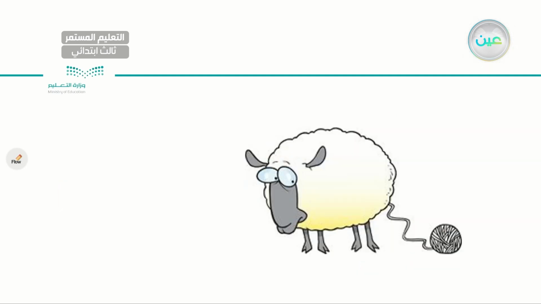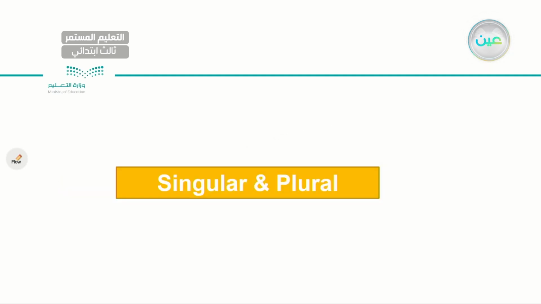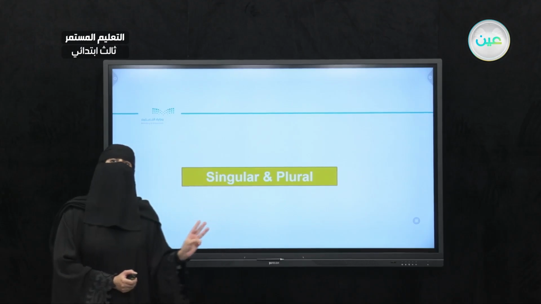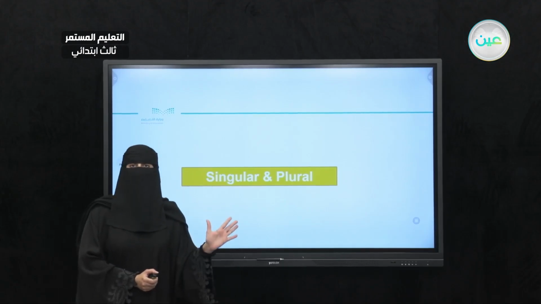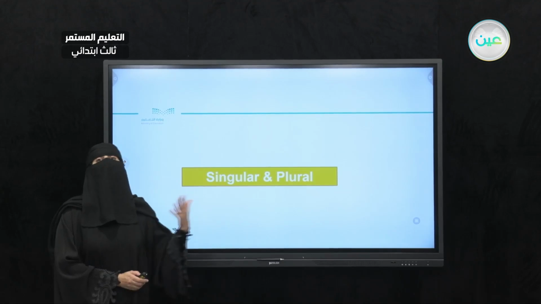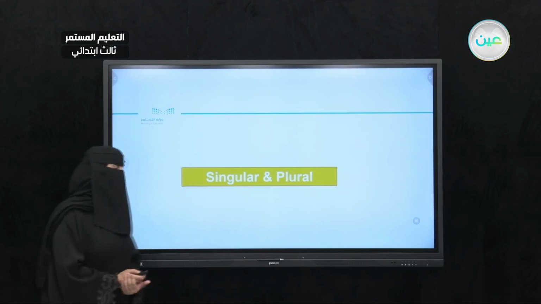How about this animal now? What do I have here? I have a sheep. A sheep. One more time, a sheep. One last time, a sheep. Very good. I have a single sheep. Now, we introduced singular animals: a camel, a cow, a sheep, a goat, a chicken. Now let's introduce the plural of these animals, okay?